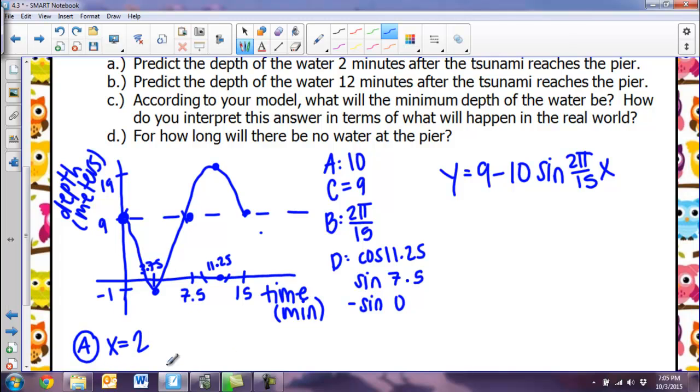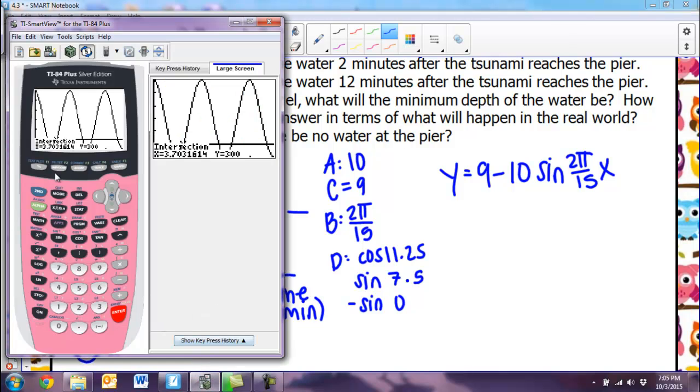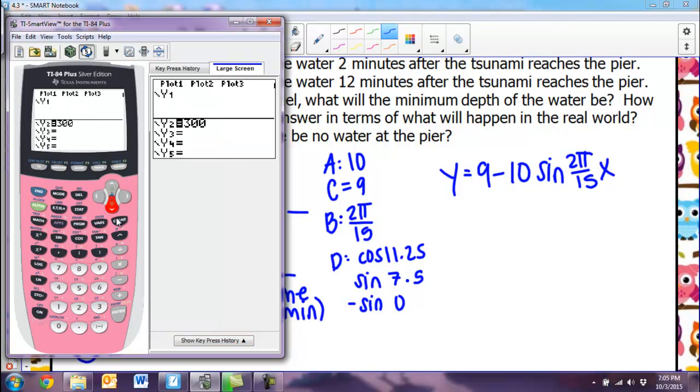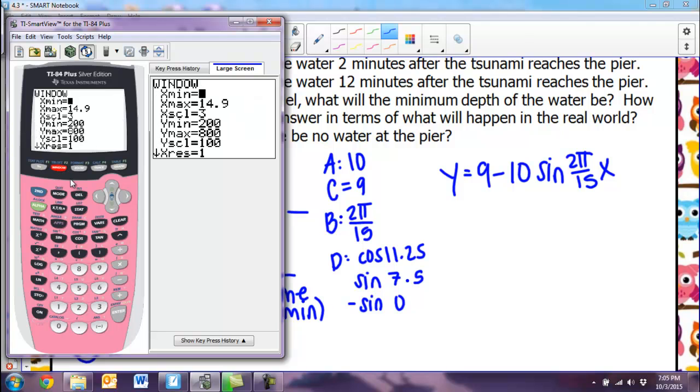So I can just use my calculator for this. Let me clear this out and make my new beautiful graph in here. So 9 minus 10 times the sine of 2 pi over 15, all times x. Okay, right here. And again, you got to change your window, make sure that it actually makes sense for this problem. So we go from 0 to 15.